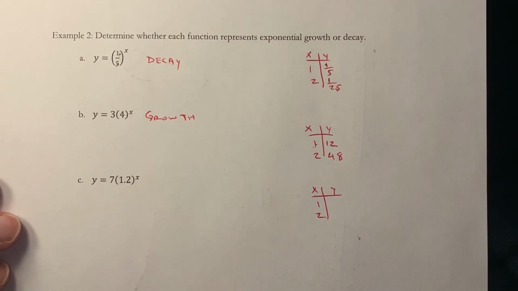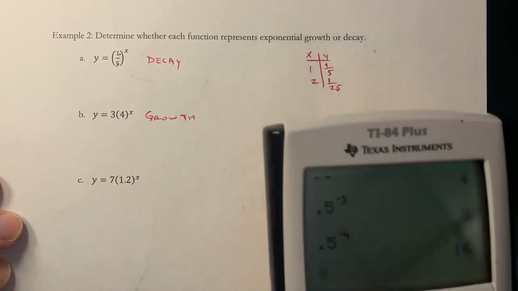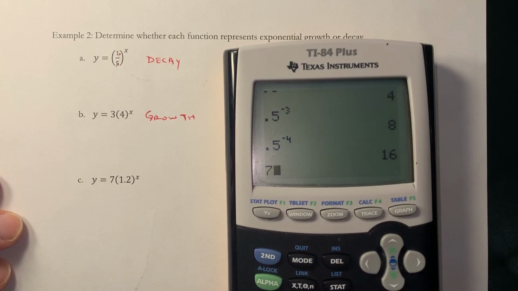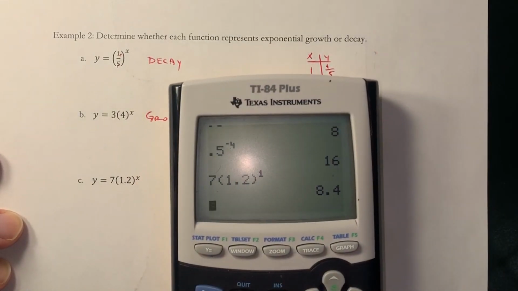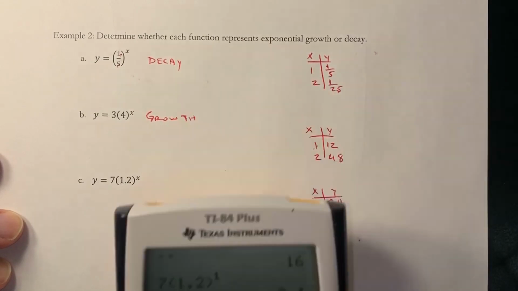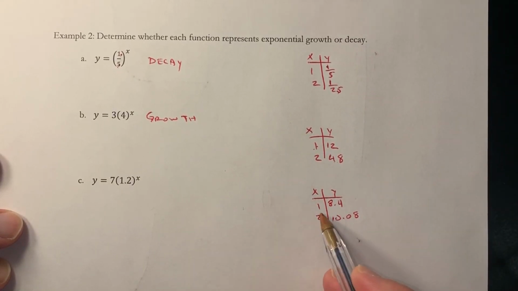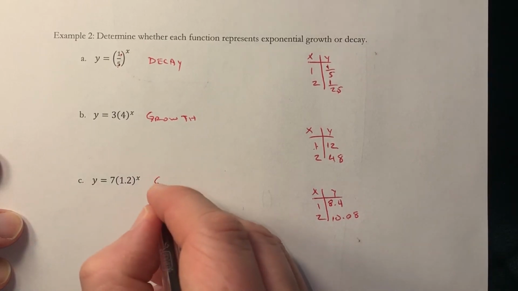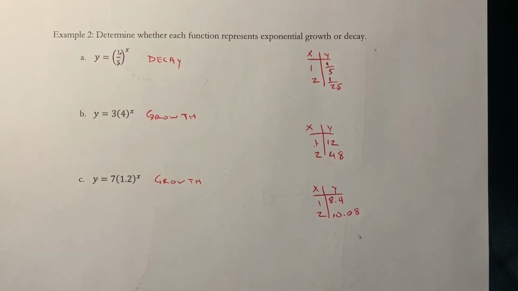And our last one, 7 times 1.2 to the x power. When I put in the first power, I'll just go ahead and do this one in the calculator. 7 times 1.2 raised to the first power is 8.4. Then 7 times 1.2 to the second power is 10.08. So when my input increases, my output also increases. That is exponential growth.